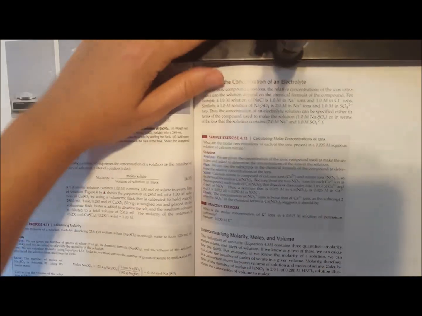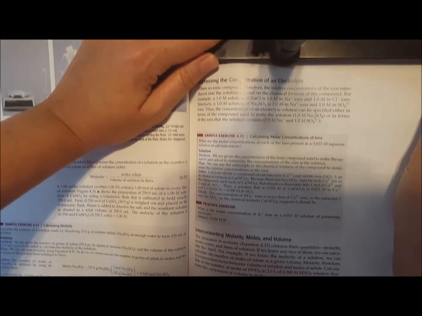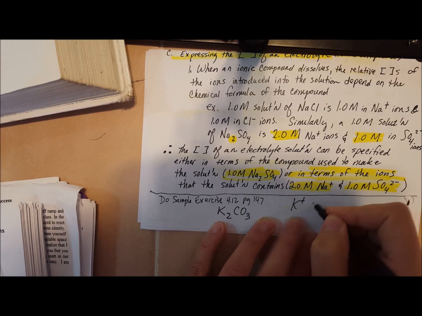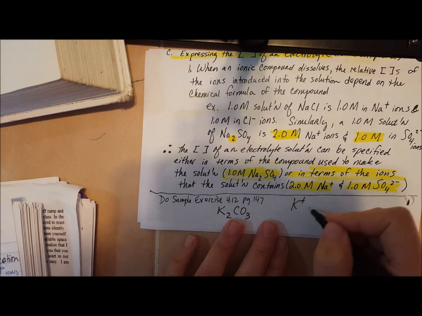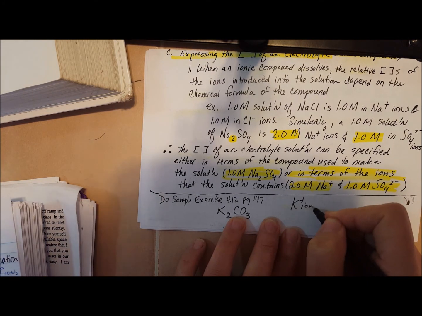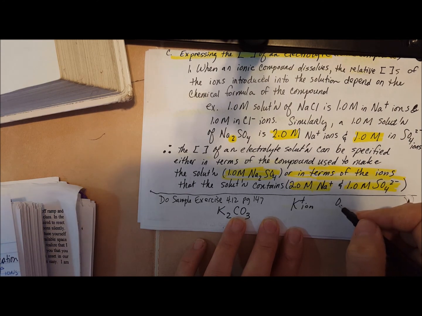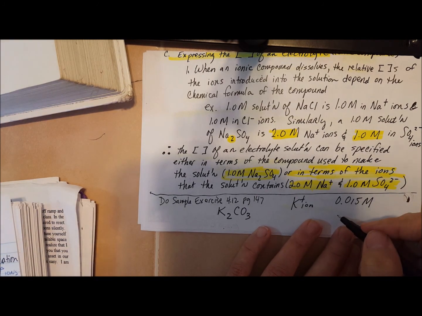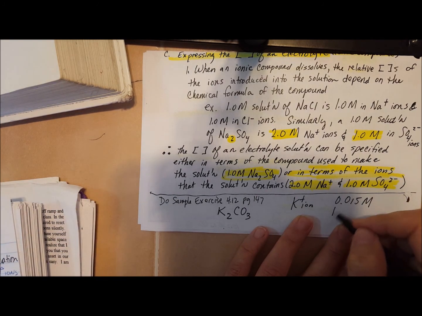So I hope that you understand. You might want to do the practice exercise. What is the molar concentration of potassium ions in a 0.015 molarity solution of potassium carbonate? Well, we know potassium has a charge of +1. They're asking for the molar concentration of the potassium ion, and the molarity is 0.015 molarity, and we're dealing with a compound of potassium carbonate.